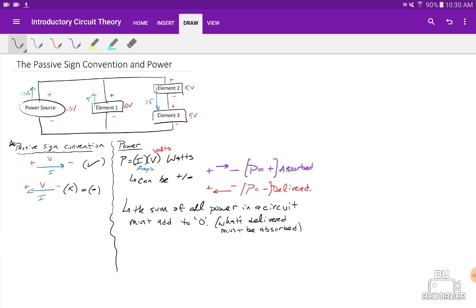And that's kind of it when it comes down to passive sign convention and power. Passive sign convention, I put a star on because out of the 4 ideas, voltage, current, power, and energy, passive sign convention is the one that people may mess up on the most. All right, don't let it catch you.